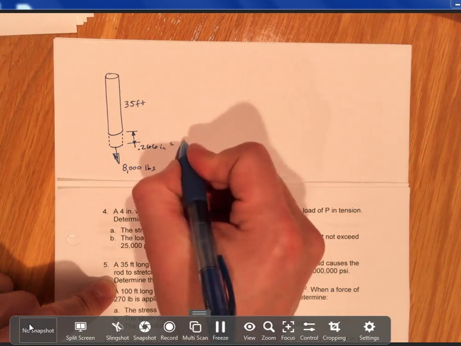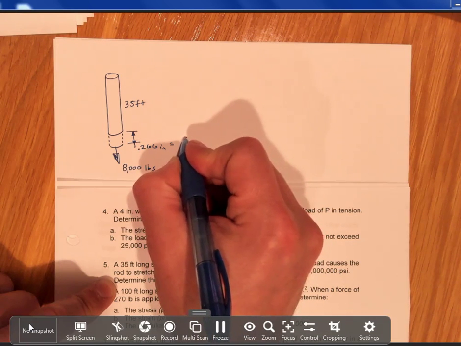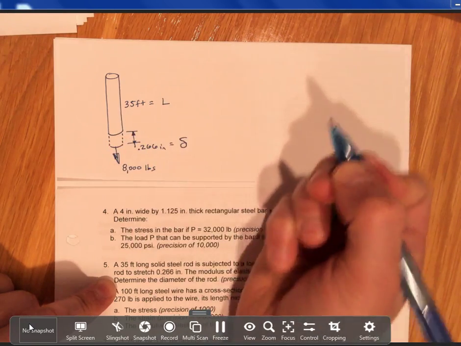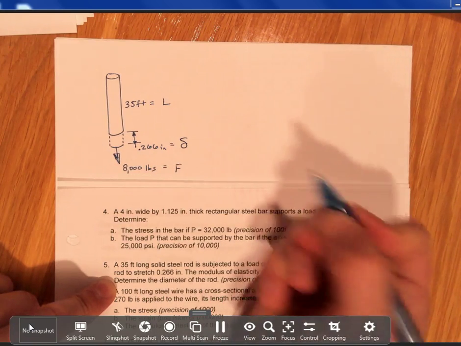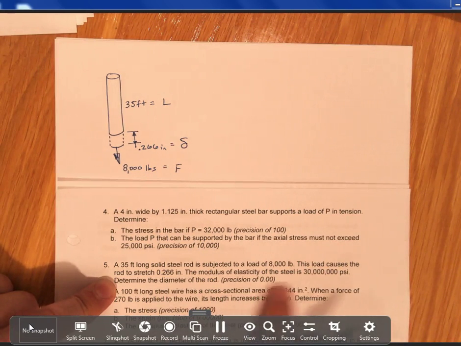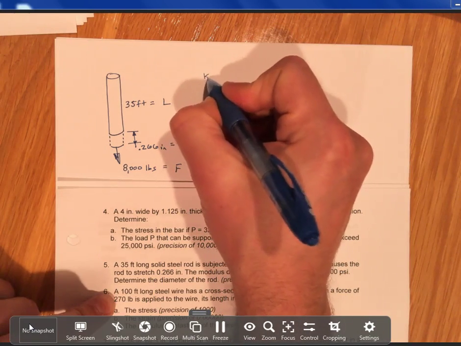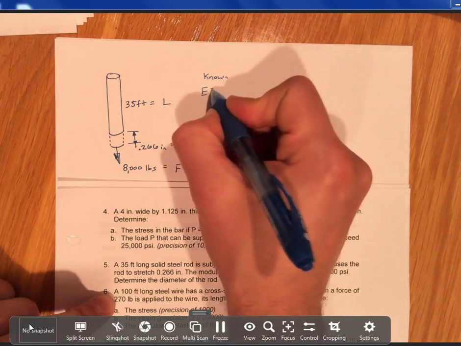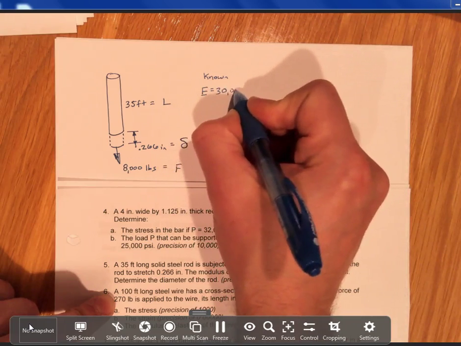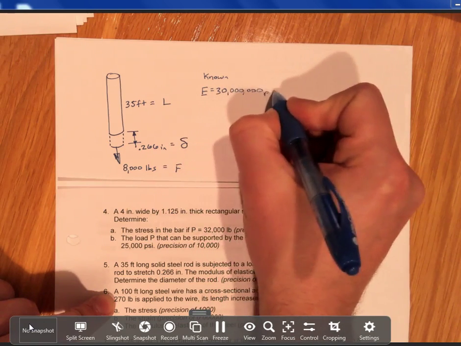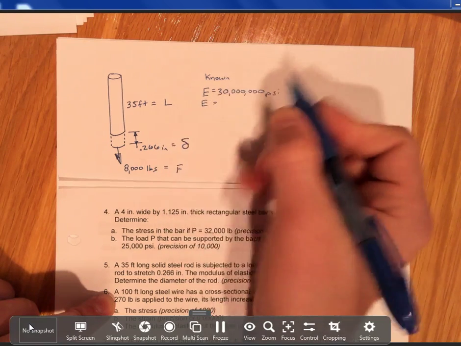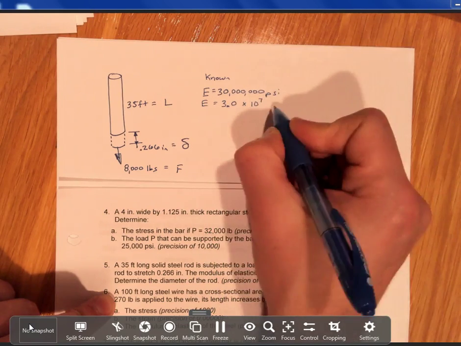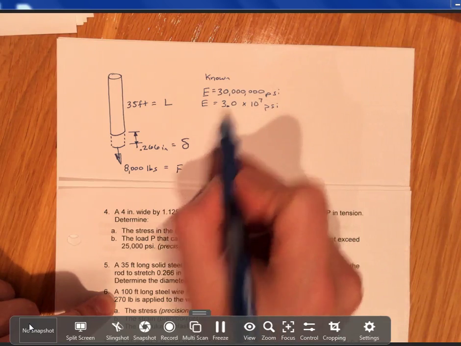Okay, and if we want to put just our symbols, our variables next to that, this is elongation, so delta. This is L, the original length, and this is F, our force. So there's our knowns. Also known is that because this is steel, we had a modulus of elasticity of 30 million psi. That 30 million could be written in scientific notation as well, which would be 3.0 times 10 to the 7th power. So be prepared to see that in either format.